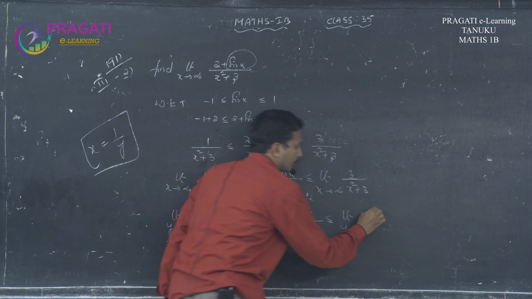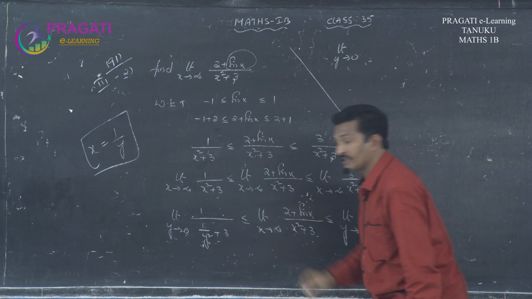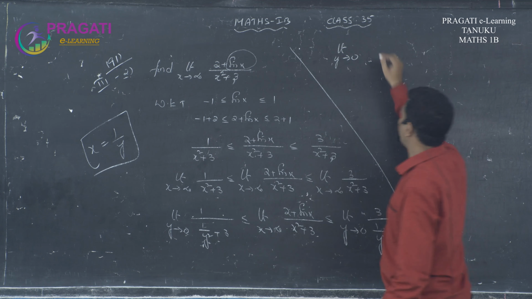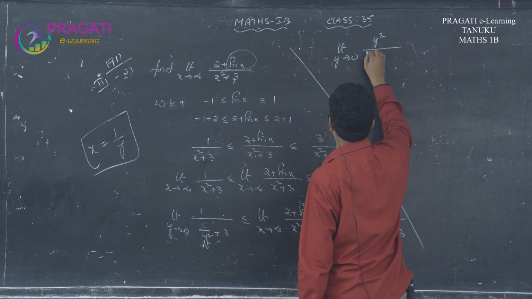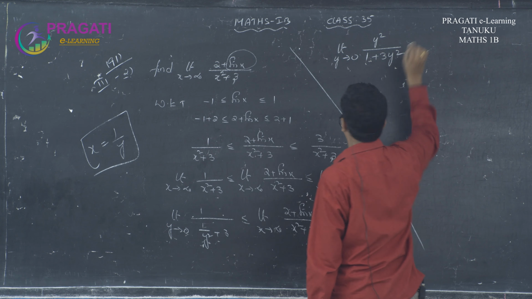Okay students, here you observe that in the second term there is no change. In the third term, x tends to infinity, so put x is equal to 1 by y and y tends to 0. Here y tends to 0, x square means 1 by y square. Here what is the LCM? Here the LCM is y square. Okay, limit y tends to 0. What is the LCM? Y square. So it can be written as y square by 1 plus 3y square.